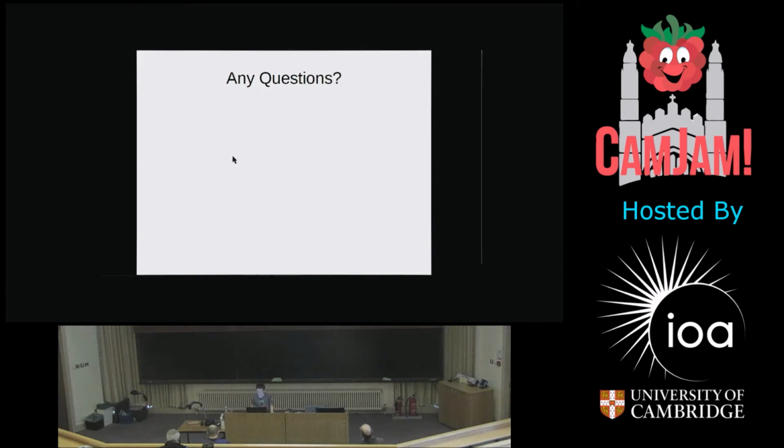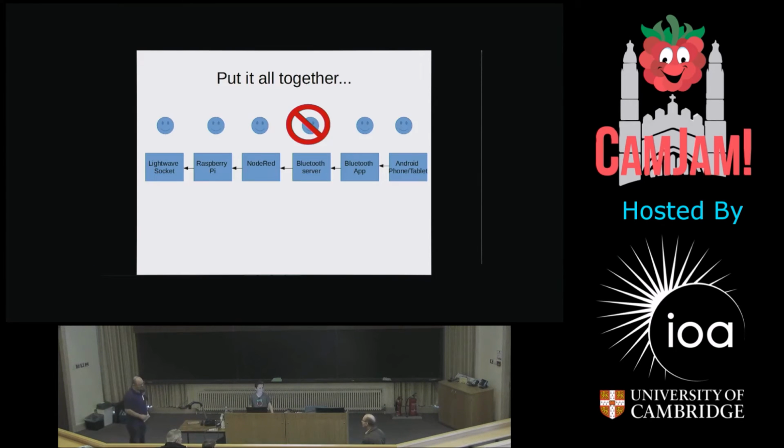So, questions. Any questions? If there aren't any, I might have to explain why the Bluetooth didn't work. Yes, why didn't the Bluetooth work? It's a very complicated thing. Okay. Bluetooth. There were multiple problems with getting the Bluetooth to work. Anyone here who's ever got Bluetooth working on a Raspberry Pi?